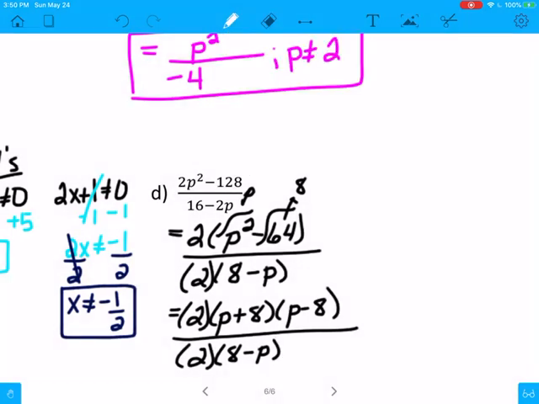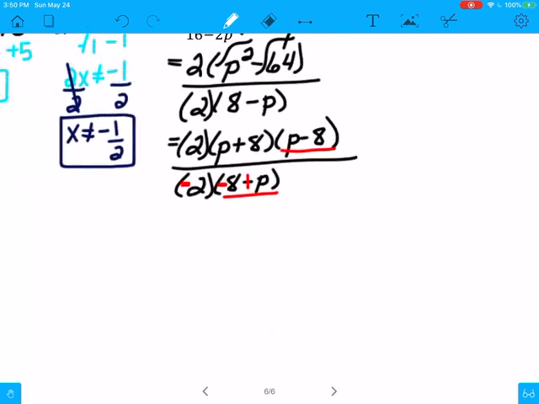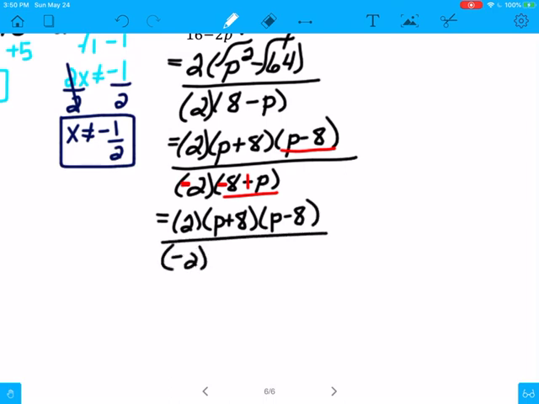So if you look at these, I have positive p minus 8. Here I have positive 8 minus p. I need them to match. So I'm going to take a negative 2 out of the bottom. You could take it out of the top or the bottom. I'm just choosing to take it out of the bottom. So I have a negative 2 in the bottom, so this can become negative 8 and positive p. So what I'm actually going to get is 2, p plus 8, p minus 8, over negative 2, positive p minus 8, because it's negative 8 plus p. Okay?